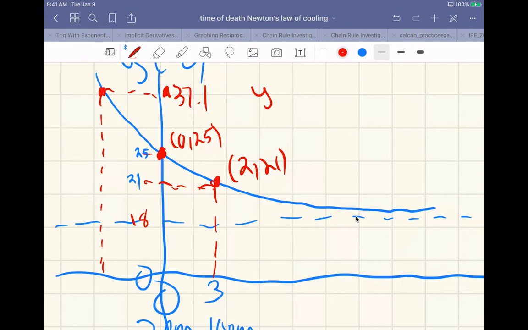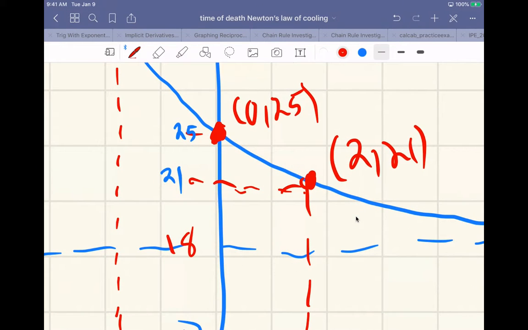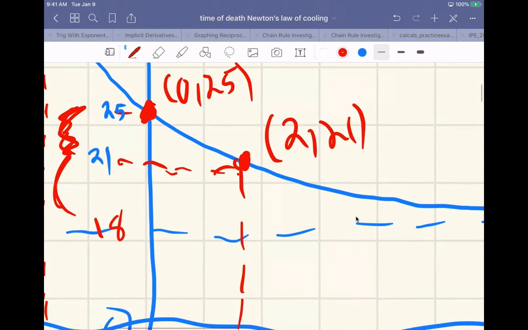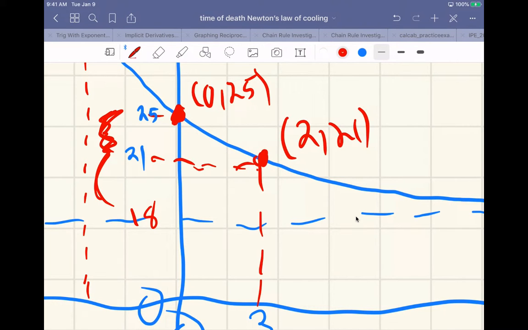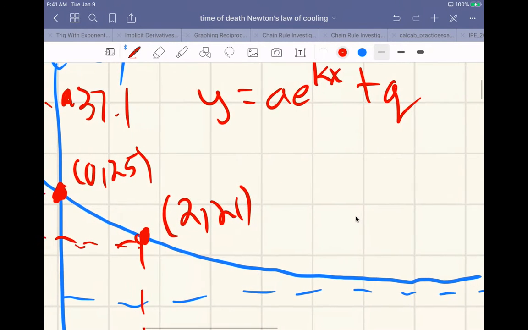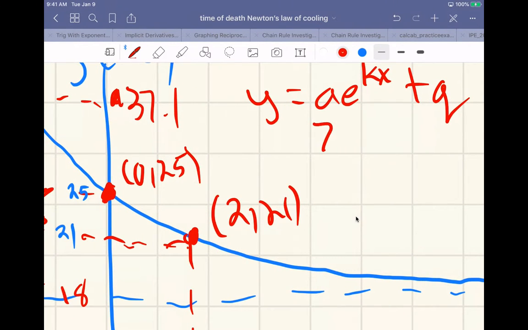So our equation for this is y equals a e to the kx plus q. And we know a few things. A is the amount of temperature that can actually decay. The amount of temperature that can decay out of that 25 is 7, because it can only decay as far as 18. So that's the distance from 18, the horizontal asymptote, up to 25, the initial temperature. So A is going to be worth 7.